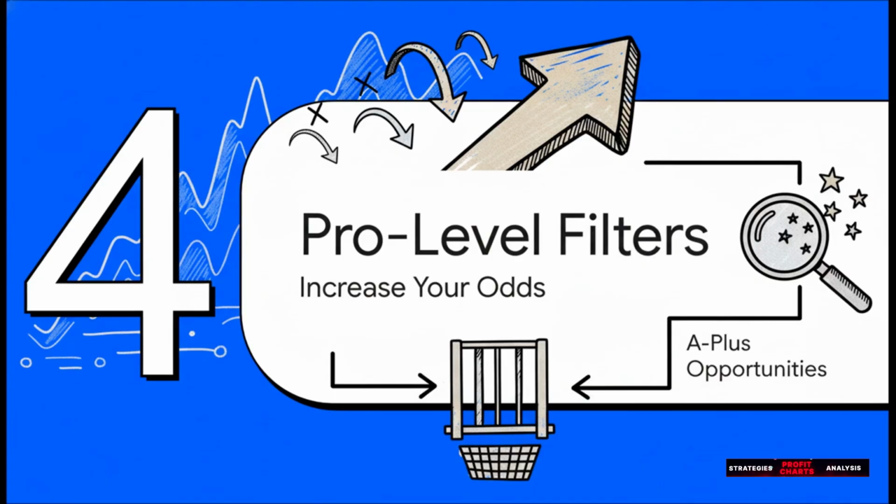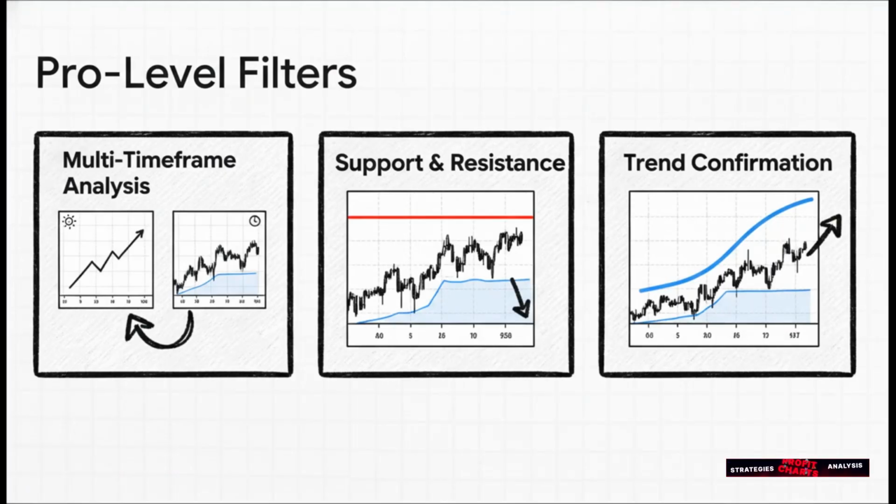So knowing that divergence can fail, how do we get even better? How do we increase our odds and filter out the weaker setups so we're only focusing on the A-plus opportunities? Well, this is where we can add a few pro-level filters to our playbook. We can stack the odds in our favor with 3 really powerful filters.